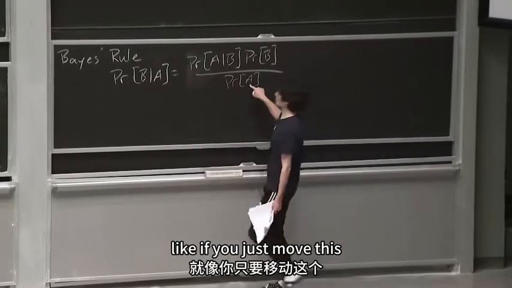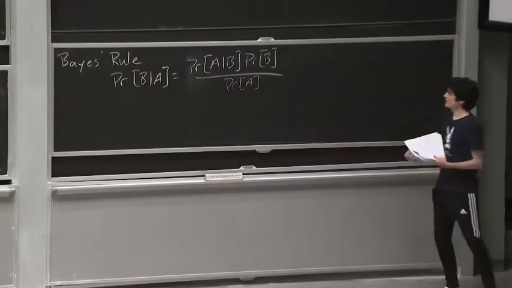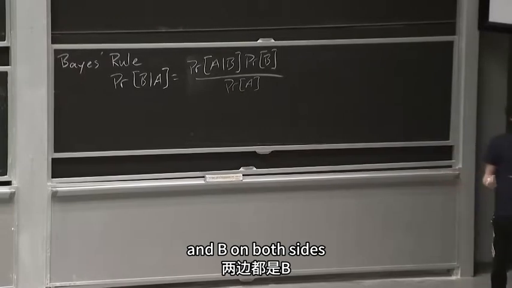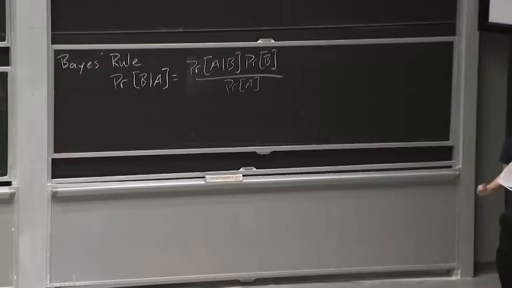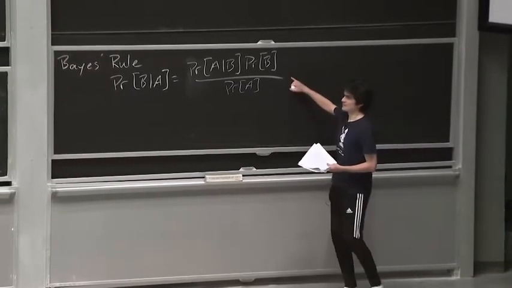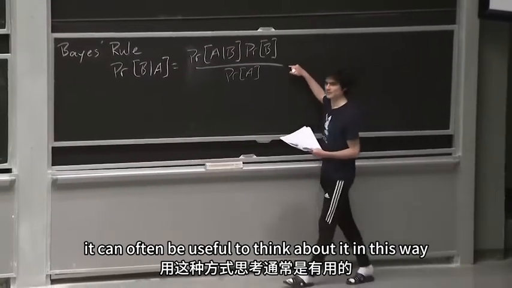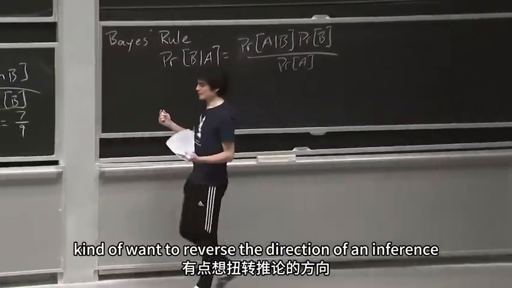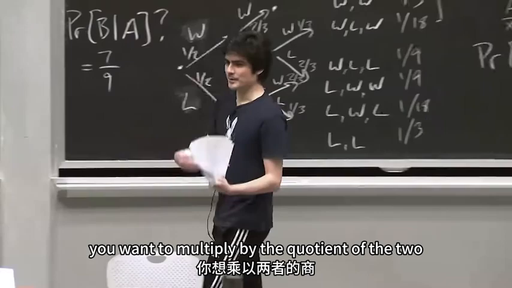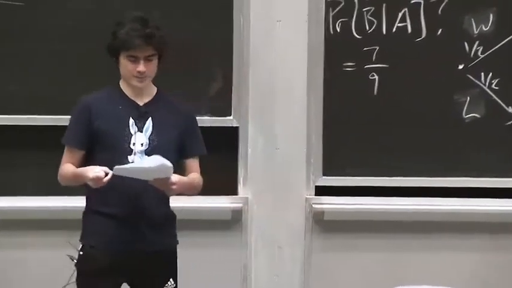Like if you just move this probability of A over to this side, now you're just computing the probability of the intersection of A and B on both sides. Does that make sense? But even though it's not really saying anything new, it can often be useful to think about it in this way. If you want to reverse the direction of an inference, you want to multiply by the quotient of the two probabilities of the events that you care about. Okay?